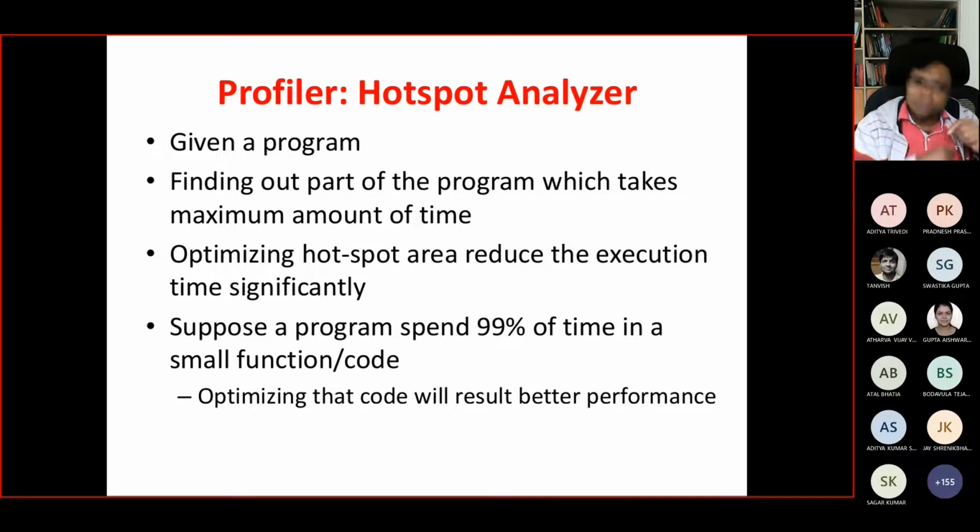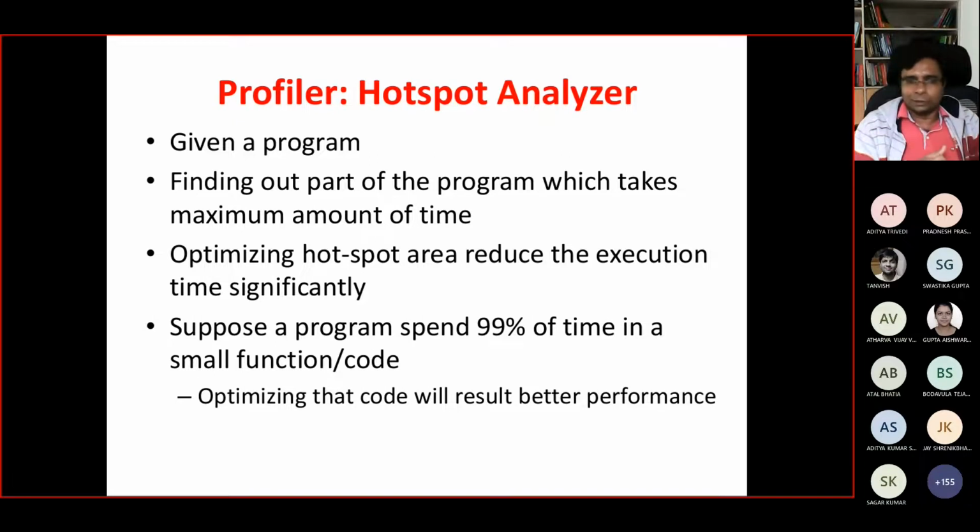So you don't need to optimize everything. Suppose your program is 2000 lines or 10,000 lines of code, and it is spending 99% of its time in only 10 lines of code. If you optimize those 10 lines, you will get a huge performance gain. Why spend effort improving all 2000 or 10,000 lines? You don't require that, because the other code is not taking time. So it is better to focus on the hotspot.